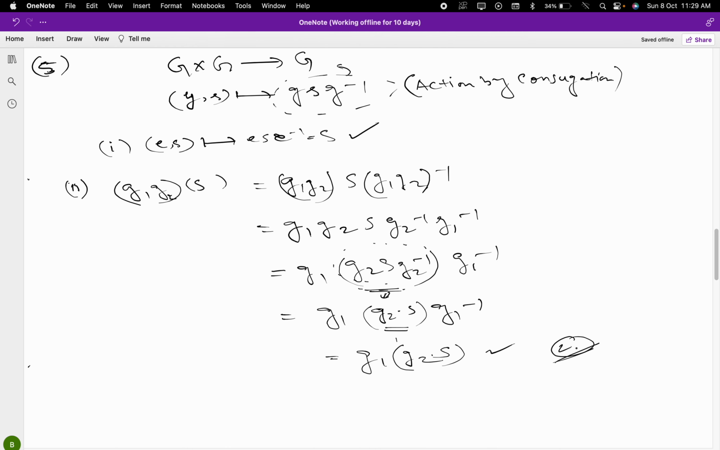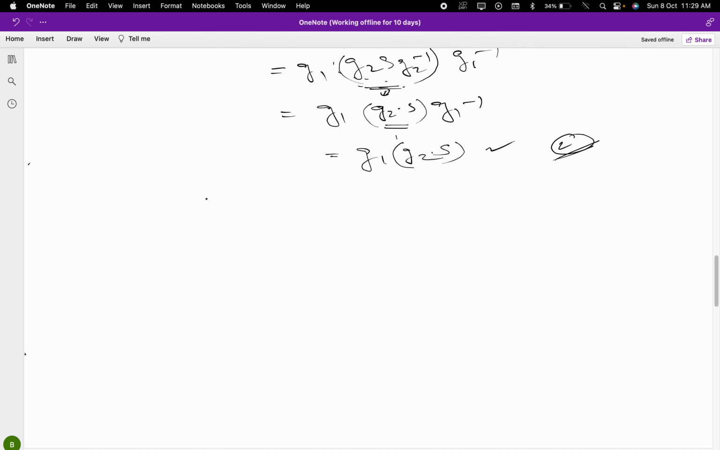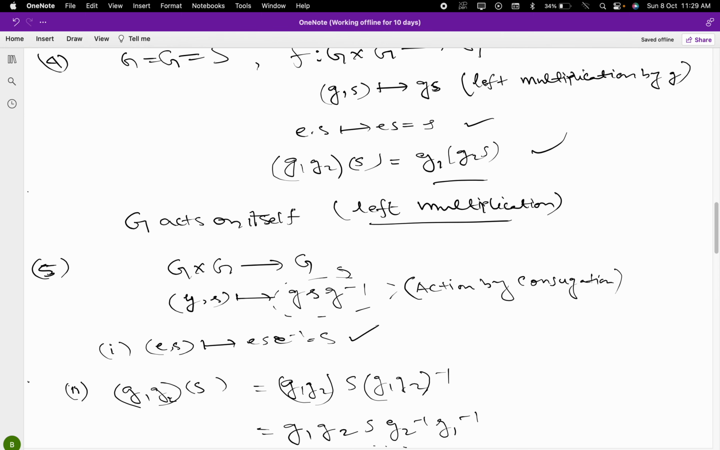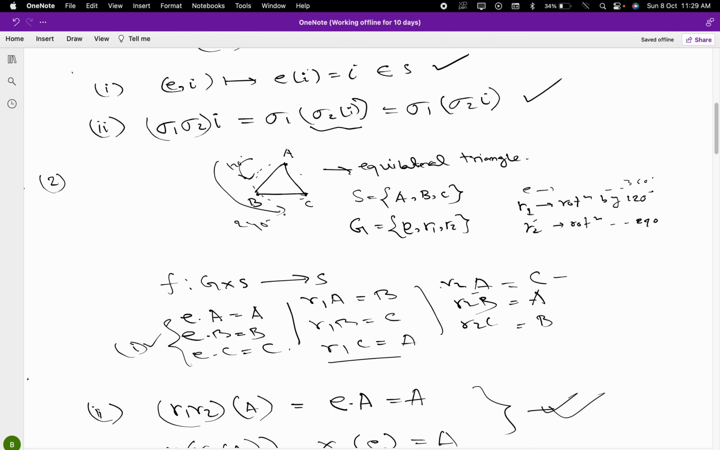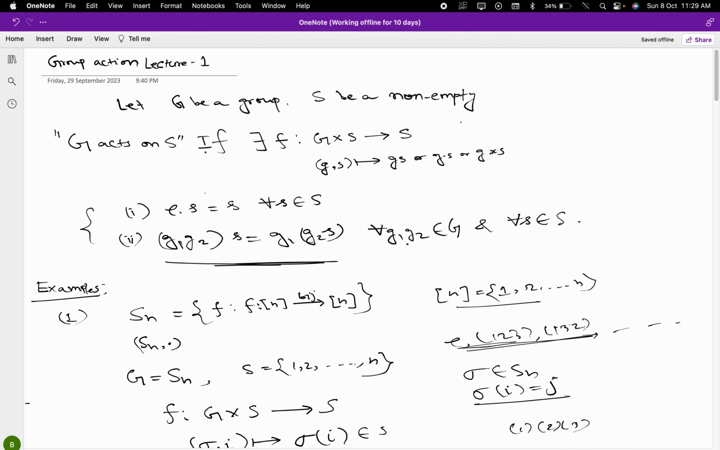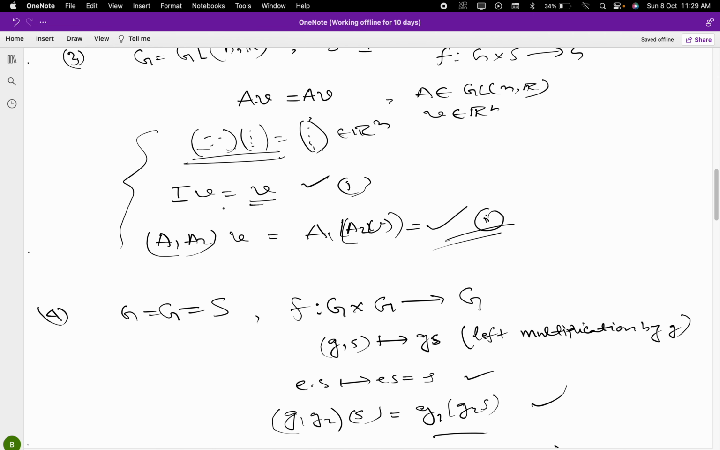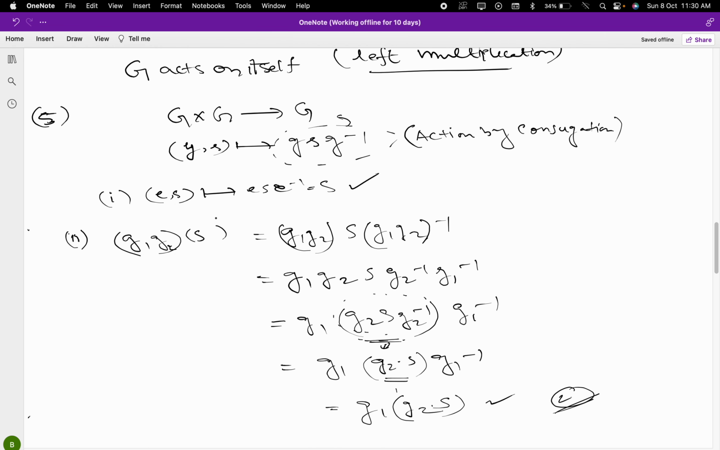I think this was for today. Or I should define something, orbit. Yes, I should define orbit, right? So we are defining another notion today, what is called an orbit. Just recall what we have studied till now. We have a group and we have a set S. We say G acts on S by this property, and you see this kind of thing, right?